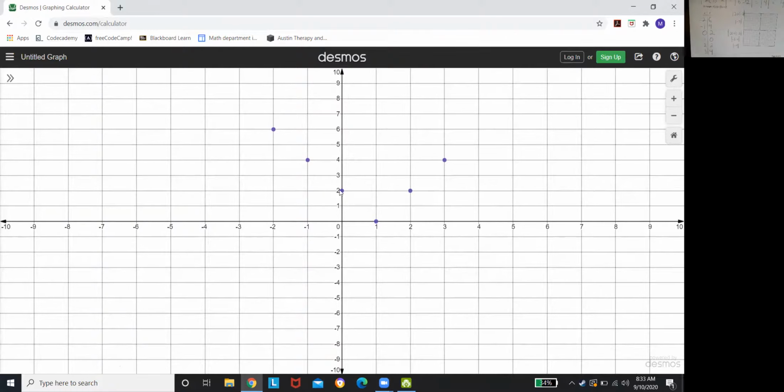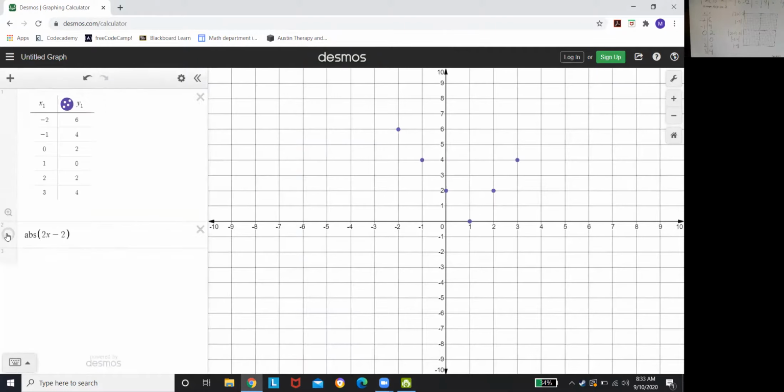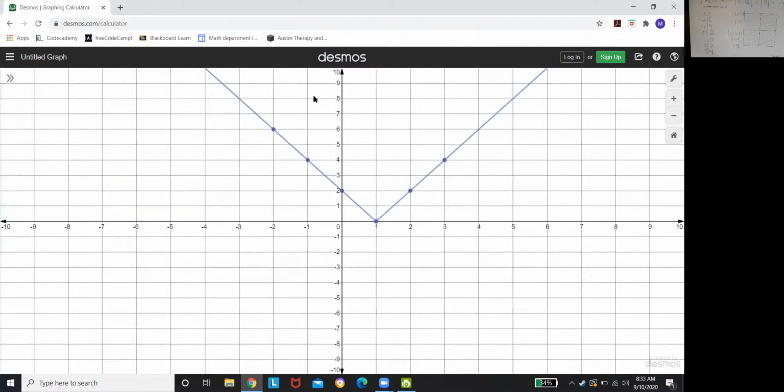I have some points going this way. I have some points going this way. So some of you might know, some of you may not, but the shape of an absolute value looks sort of like a V, right? Maybe it looks like you're playing pool or something, and you hit a bank shot. So that's what our absolute value is going to look like.